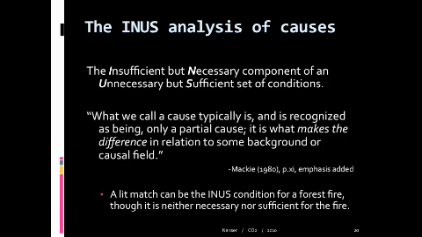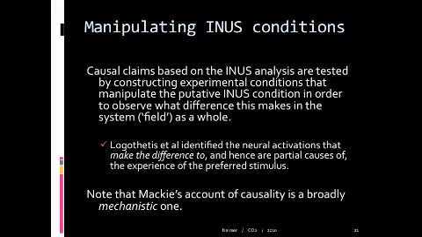And, quoting Mackie, "What we call a cause typically is, and is recognized as being, only a partial cause. It is what makes the difference in relation to some background or causal field." Emphasis. Causal claims based on the INUS analysis are to be tested by constructing experimental conditions that manipulate the putative INUS conditions in order to observe what difference this makes in the system as a whole. And in fact, this is a very precise description of the experiments here in view. As discussed, Logothetis et al. identified the neural activations that make the difference to, and hence are partial causes of, the experience of the preferred stimulus.